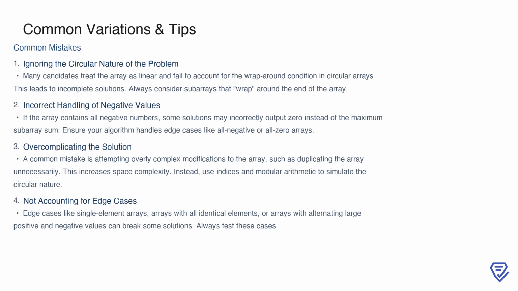Another issue is overcomplicating the solution. Some candidates unnecessarily duplicate the array to handle circularity, which increases space complexity. Instead, you can use indices and modular arithmetic to simulate the wraparound efficiently.